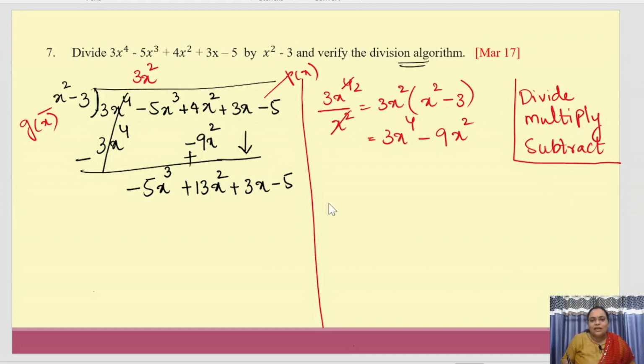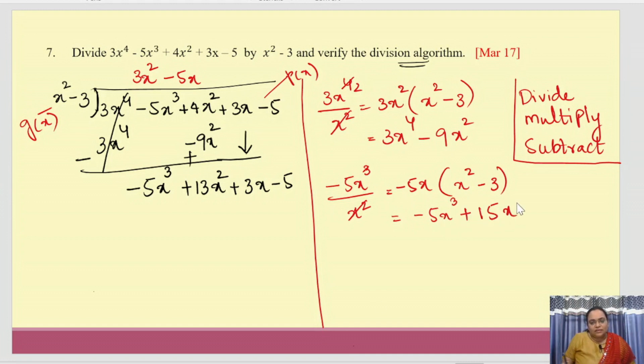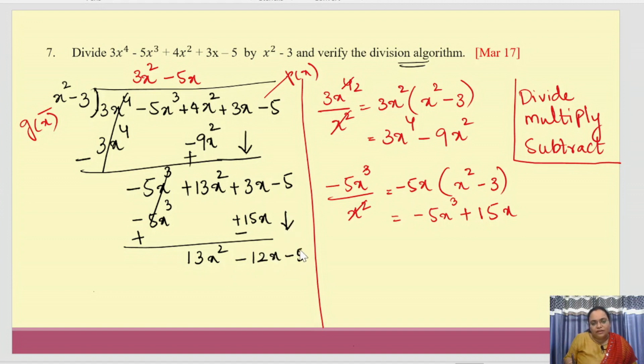Next, again you will follow the same steps. We will divide the first term of p of x, which is minus 5x cube, with the first term of g of x, which is x square. You will have minus 5x. So this minus 5x is the next term of q of x. Okay. Then you will multiply minus 5x with g of x, which is x square minus 3. You will get minus 5x cube plus 15x. You will write it here. The next step is subtract. So this will get cancelled. Here you will have 13x square, and this is minus 12x. So we can get minus 5 down.